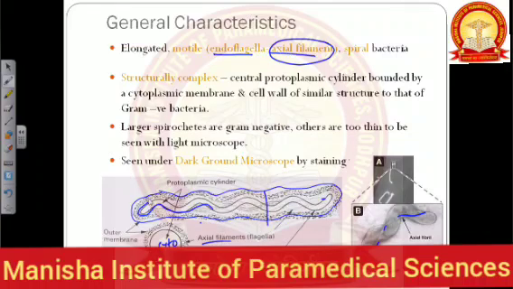They are structurally complex, and they have a central protoplasmic cylinder, which we have already seen, bounded by a cytoplasmic membrane and a cell wall. Larger spirochetes are gram negative in nature. Others are too thin to be seen in light microscopy, so we need to use a dark ground microscope, also called DGM or dark ground microscopy. We can also use fluorescent microscopy for visualization.